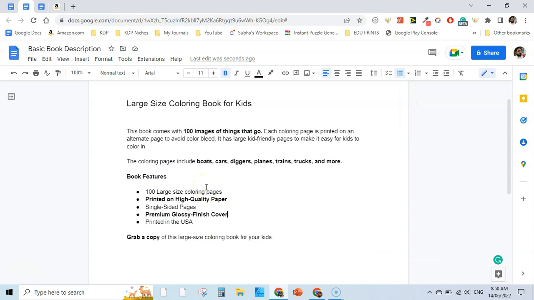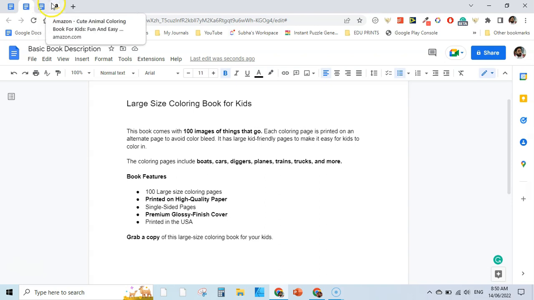It is large size, it has coloring pages printed on the alternate sides, and it is kid friendly. It has premium glossy or matte finish cover printed in the United States. What is the difference? Your book description should be different. It should talk about the outcome that your potential buyer is expecting to have after purchasing that book. So let's get into the awesome book description that is filled with the benefits and the outcome of the book.